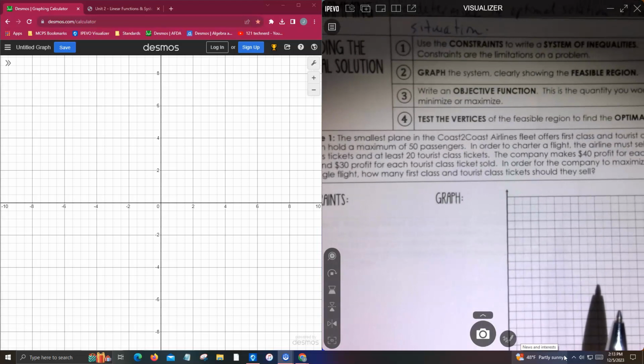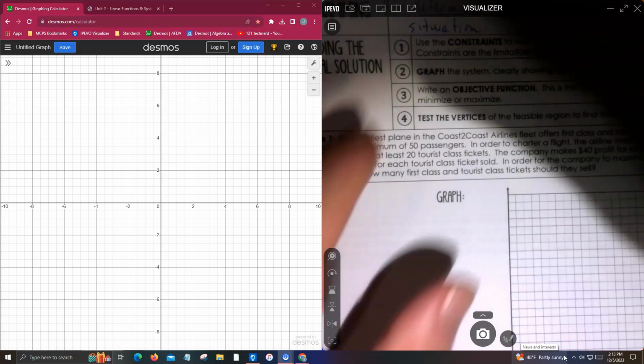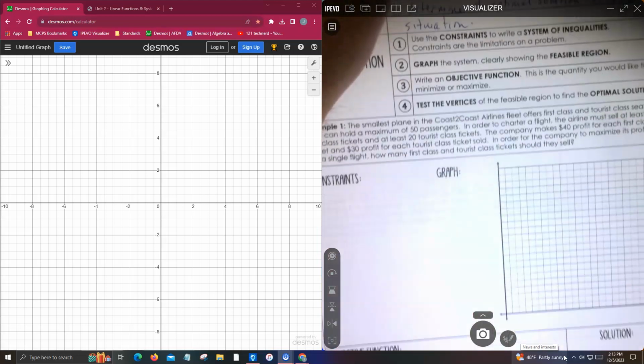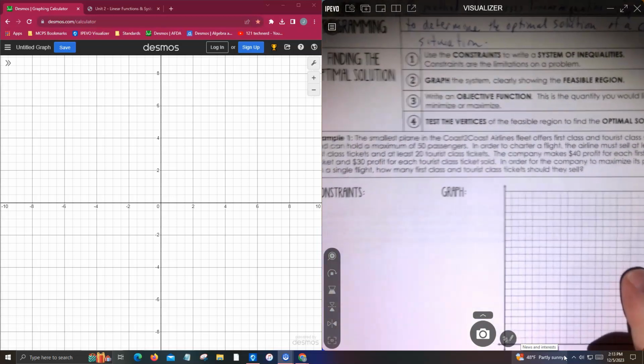All right, so let's see if I can zoom out just a hair and see if I can get all this in. Maybe, maybe not. I don't know. All right, so I might have to slide a little bit.